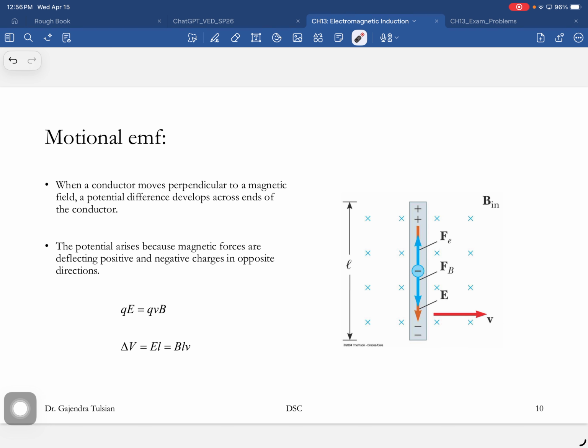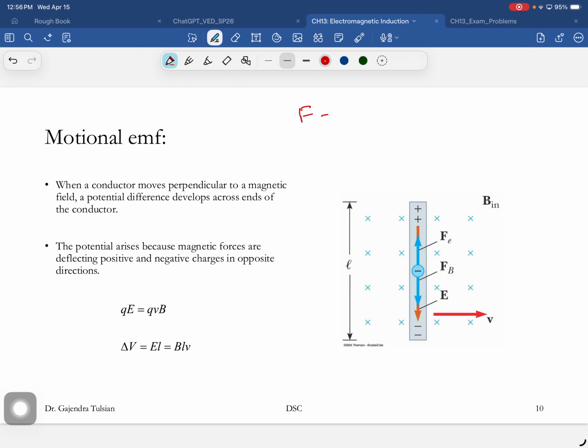Now we'll look at something that looks different, but they're actually manifestations of the same phenomenon. So here's a magnetic field into the sheet of paper. We'll take a piece of metal and move it perpendicular to the direction of the magnetic field. This metal has a bunch of free electrons, so you're moving a free electron in this direction.